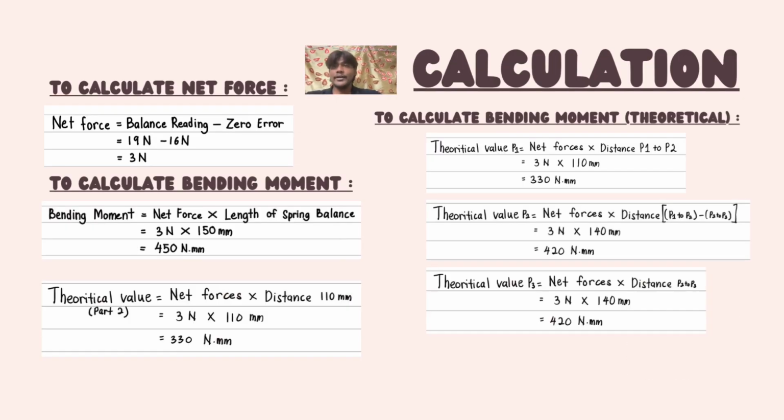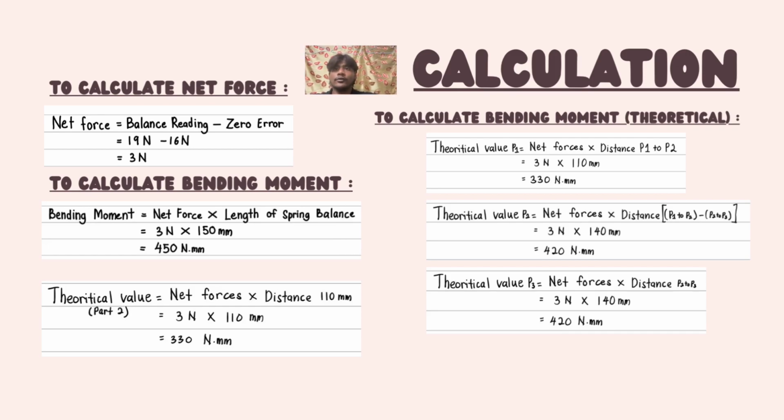In this experiment, we have 6 calculations. The first one is to calculate the net force. We use net force equals balance reading minus zero error. Next, to calculate the bending moment, bending moment equals net force times length of the spring balance.